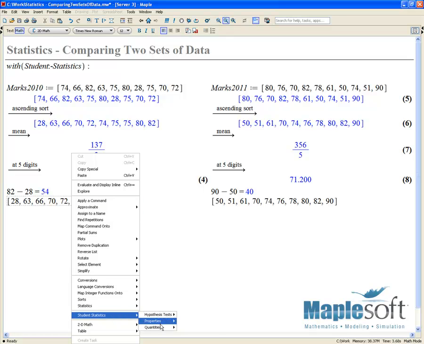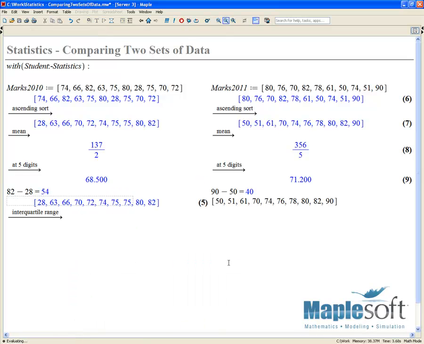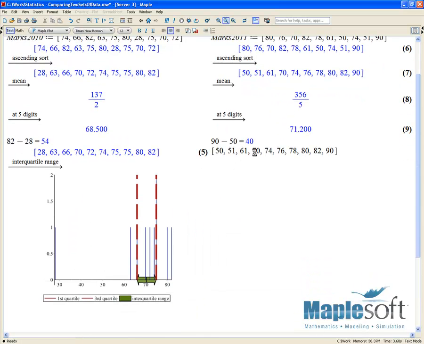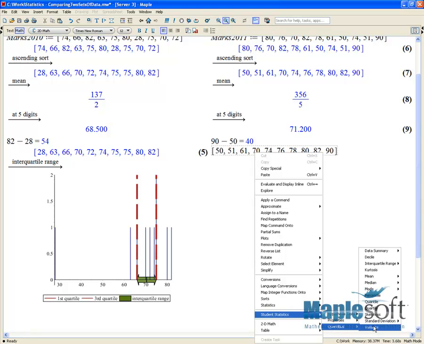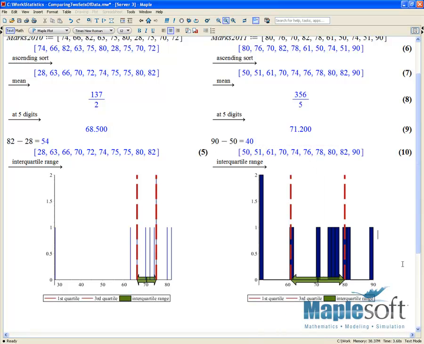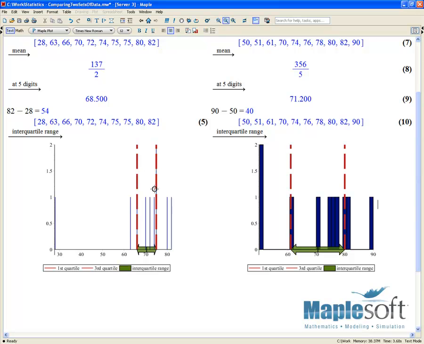And now let's find the interquartile range. And in this case, I'm going to actually return this as a plot. We'll do the same thing over here. So now what we can see from the two plots here is that the interquartile range for 2011 is in fact much higher than 2010. And this shows us that the data between the first and the third quartiles are more spread apart than in the previous year.